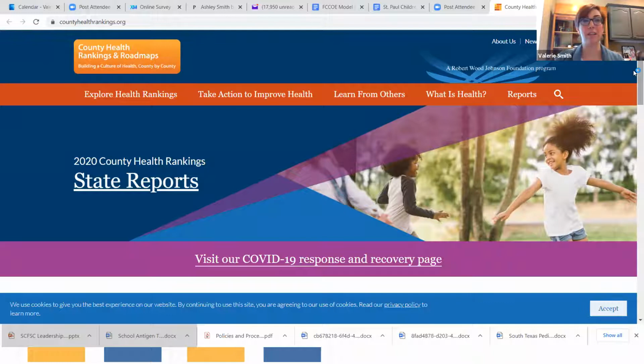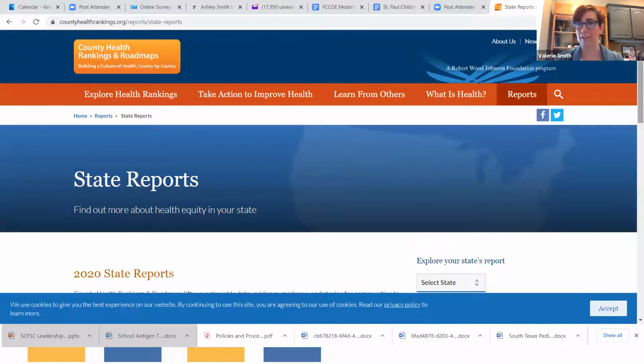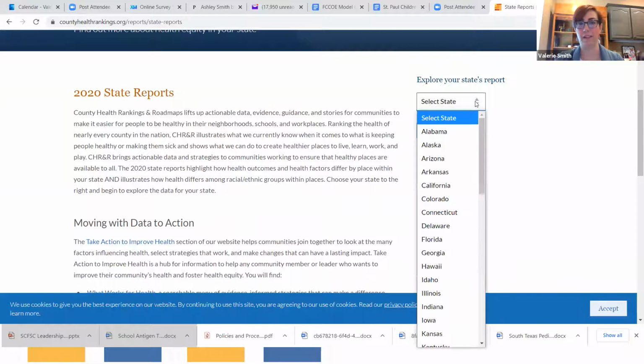But so this is the landing page for the County Health Rankings, and then you can go to your state reports. Hold on, I do have a couple of windows. So let's take New Mexico.